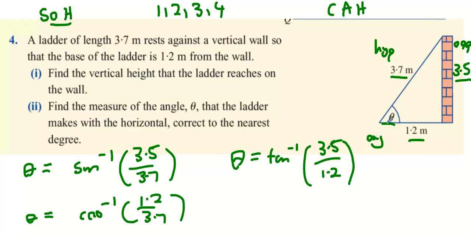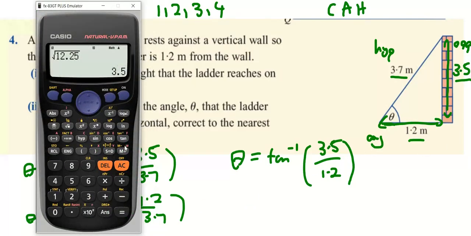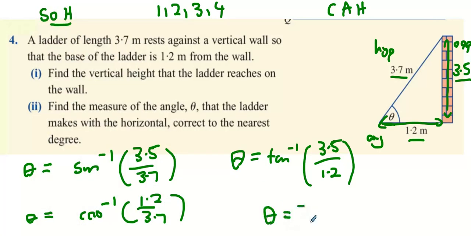I'm expecting an angle bigger than 45 degrees because we can see the wall is a lot higher than the ladder rests away from it. So the opposite is much larger than the adjacent. Pick any one of them I want, and we should always get the same answer. So 3.5 divided by 3.7. There you go, 71 degrees. If I was to do tan inverse instead, my 3.5 over my 1.2, you only need to do one of them, don't need to do all three. Once again, 71 degrees. It didn't matter which one I chose.